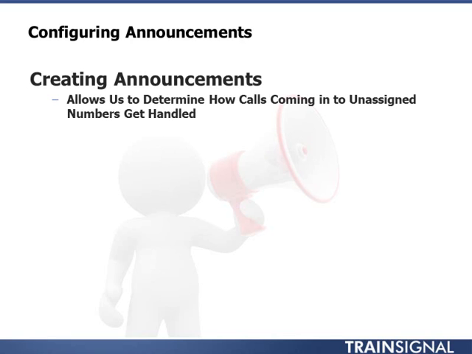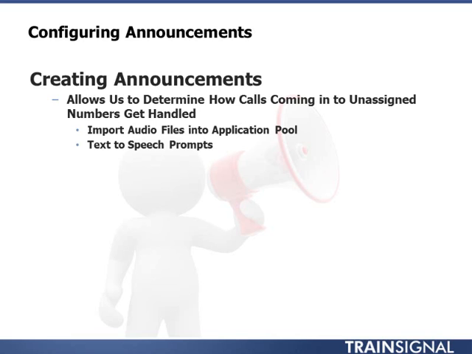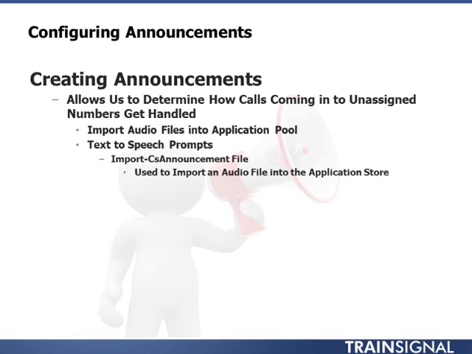When you create the announcement, you can import audio files, so we can play a prompt that's the result of an audio file that's been imported into our application pool. We can also use text-to-speech prompts. There's two commandlets. Import-CsAnnouncementFile is used to import an audio file into the application store. We can also use the New-CsAnnouncement commandlet, and that allows us to use the text-to-speech prompt.